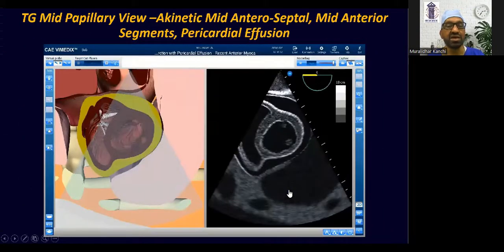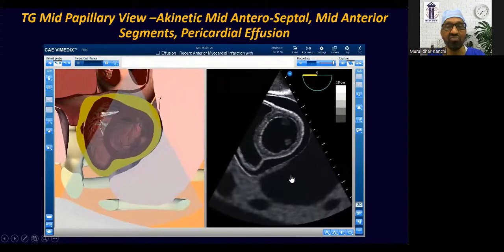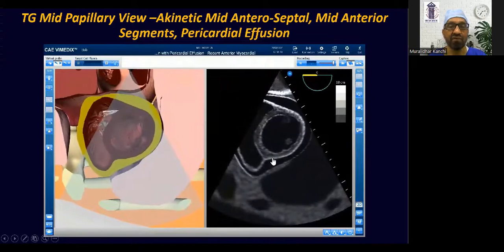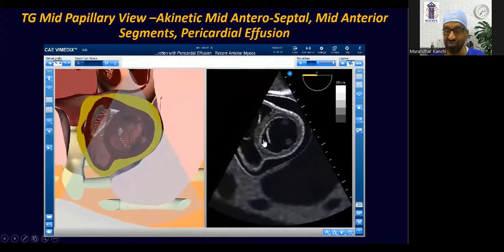The same thing is shown in a transgastric view. We have the anterolateral and anterior hypokinesia, with the septal walls and the inferior walls contracting reasonably well.